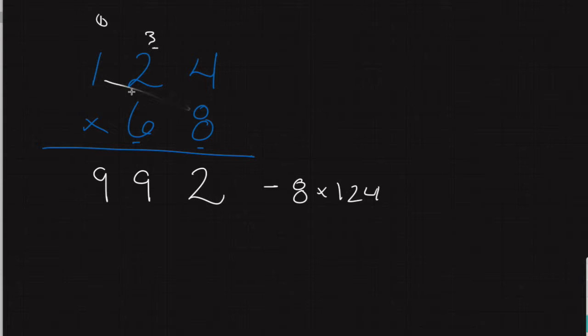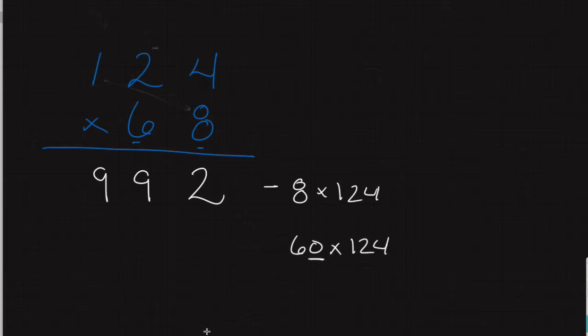Let me erase. I'm going to do a little cleanup here, right? And I encourage you guys to do the same thing. Erase some of these things or cross them out. All right, let's move on. Now I'm going to do the 60 times 124. Remember, 60 is in the tens place.